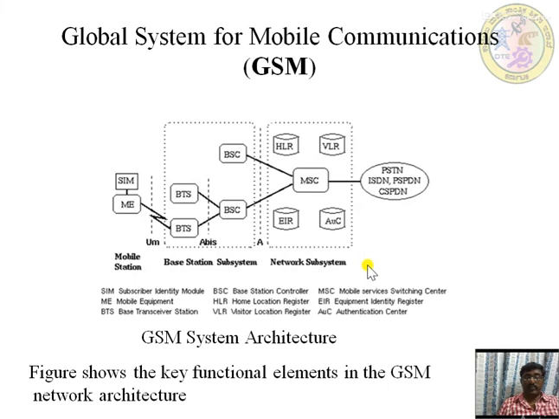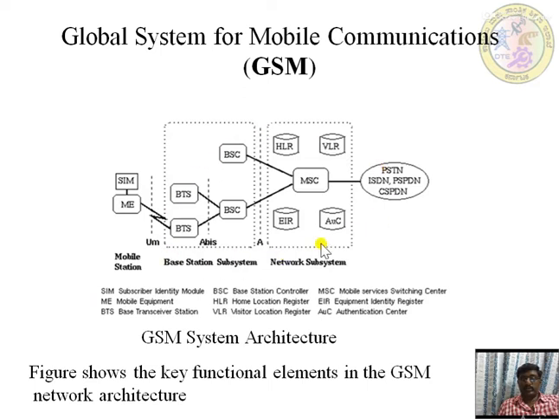Global System for Mobile Communication, GSM. GSM means Global System for Mobile communications. Okay, so this is the basic structure. SIM means subscriber identity module. ME means mobile equipment. BTS means base transceiver station. BSC means base station controller. HLR is home location register. VLR is visitor location register. MSC is mobile services switching center. EIR is equipment identity register, and AUC is authentication center.